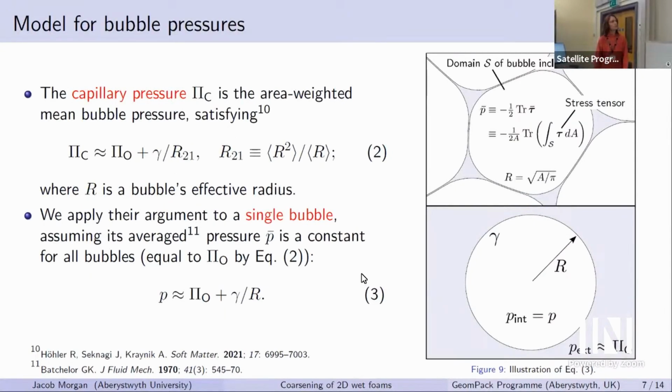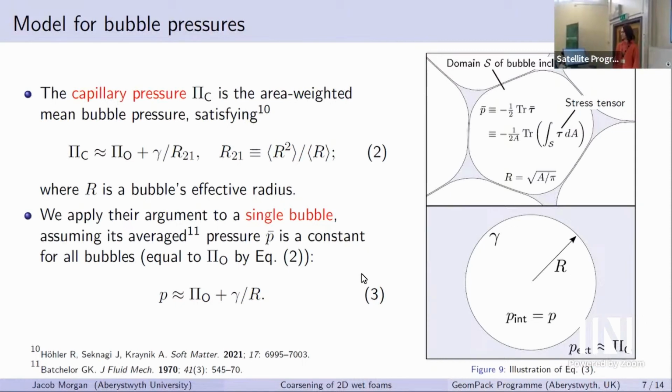So moving now onto the results and modeling that we get from these simulations. I start with discussion of the modeling of the pressures of individual bubbles. So the simulation results came first, but it's easier to talk about it in this order, I think.